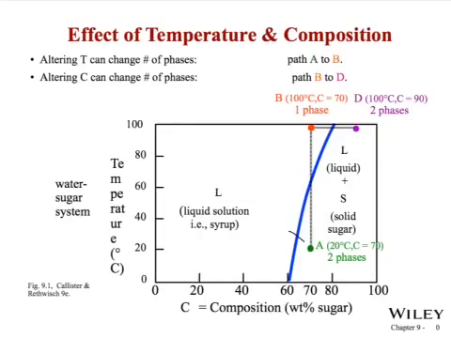If you're at a higher temperature, like up here, we see that you can actually have more sugar dissolved inside the water. However, if you dip below that boundary line, we'll see that at the same composition of sugar, but a lower temperature, we'll have solid precipitate form.